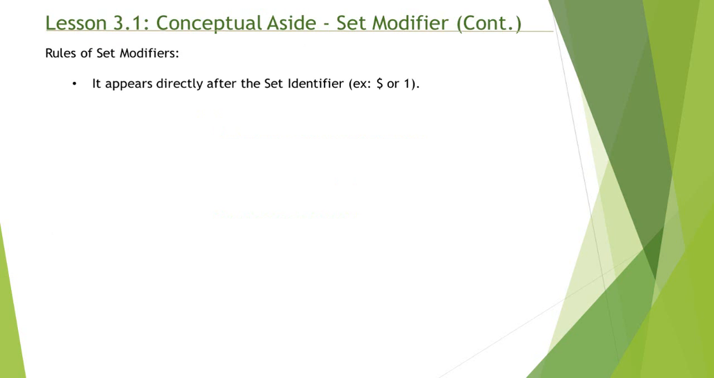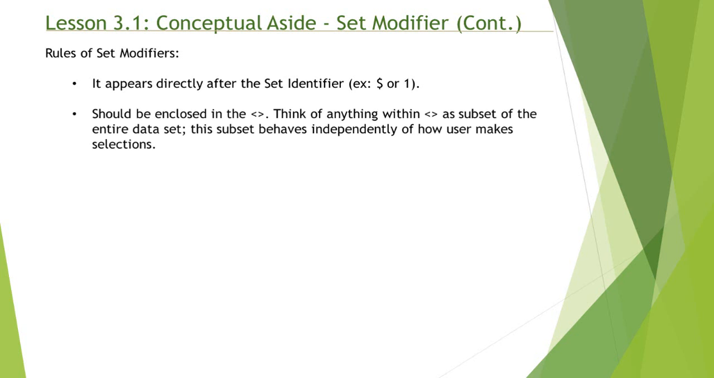Alright, so let's go over some of the rules for set modifiers. As we have discussed in the prior chapter, set identifier sets the limit or scope for your record set that you're trying to create. Now, modifier appears right after set identifier. It should always be enclosed in angle brackets. So modifier starts with left angle bracket and ends with right angle bracket. You can think of anything within these angle brackets as a subset of your data set, and that is where the where clause comes into play, so that you are actually creating a subset of the data set, which will become a record set using filters within the modifier.